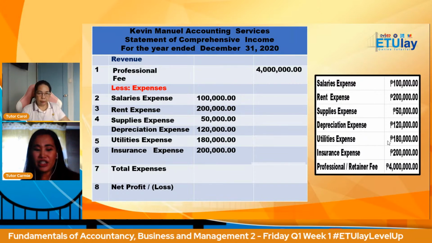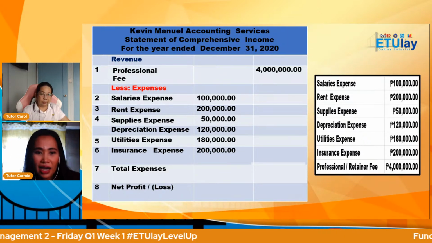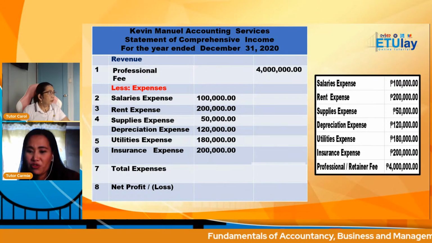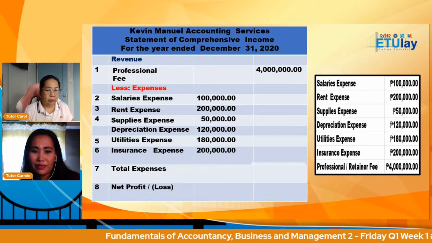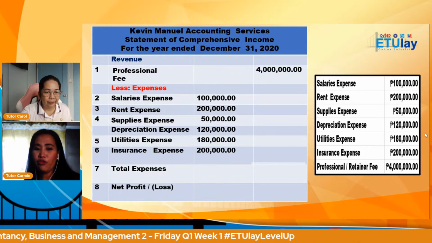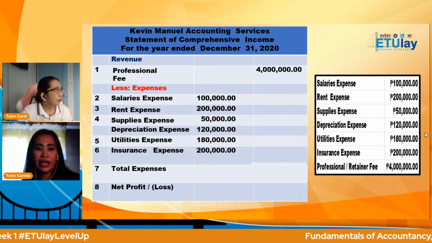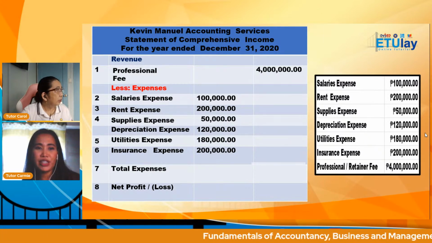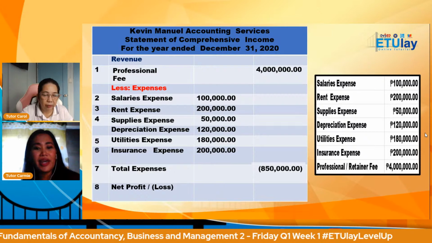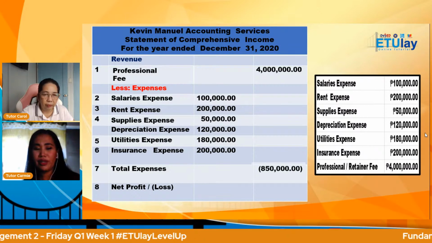Okay, let's have now the total expenses. Tignan natin. Magkano kaya ang total expenses ng ating Kevin Manuel Accounting Services? Sige, tignan po natin. If we have the same answer, let's check po. If you are going to add all the expenses, the total expenses of Kevin Manuel Accounting Services is, pare-parehas po ba tayo ng sagot? It's 850,000. Yes.